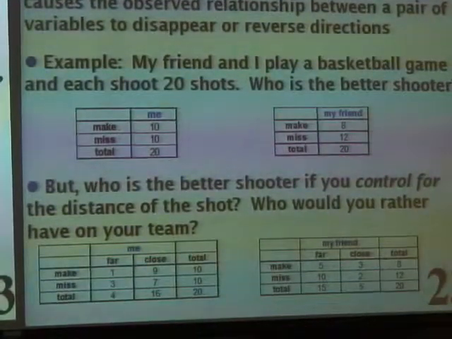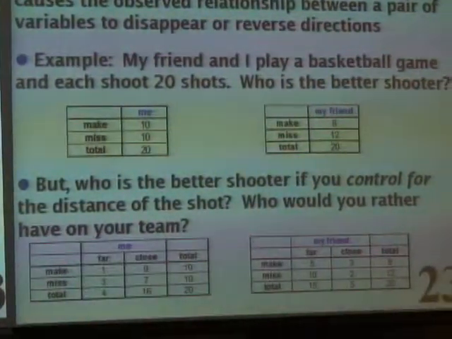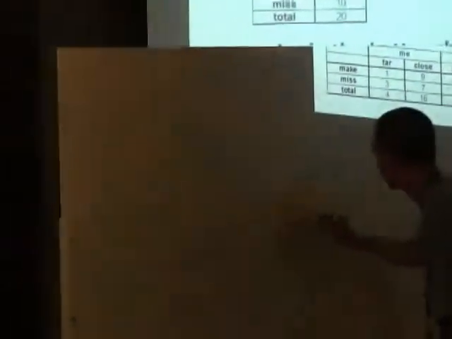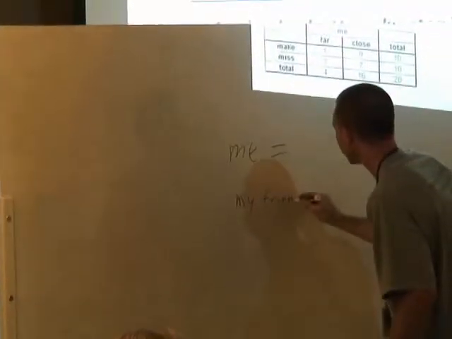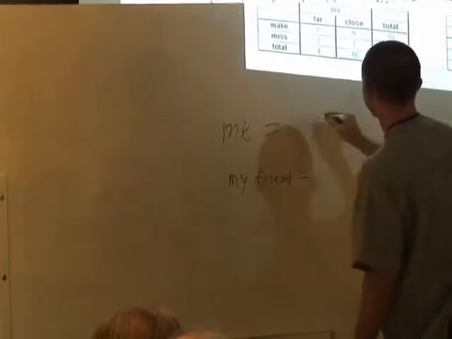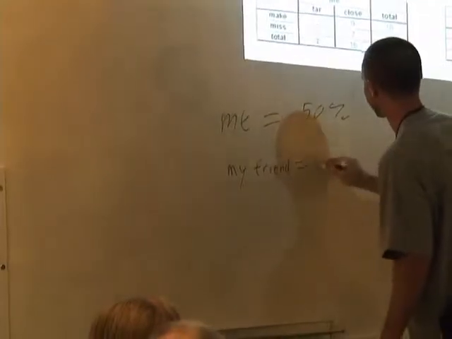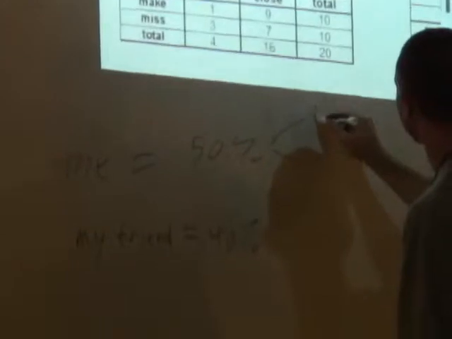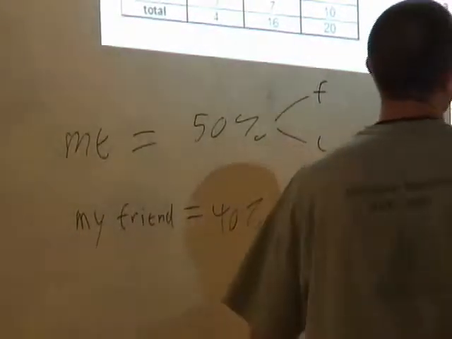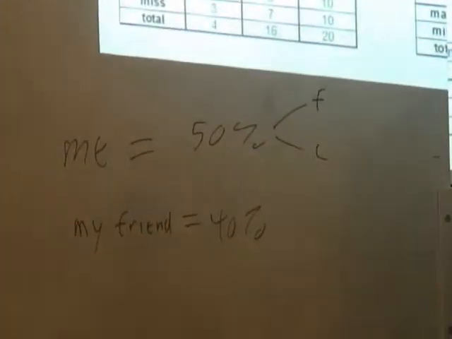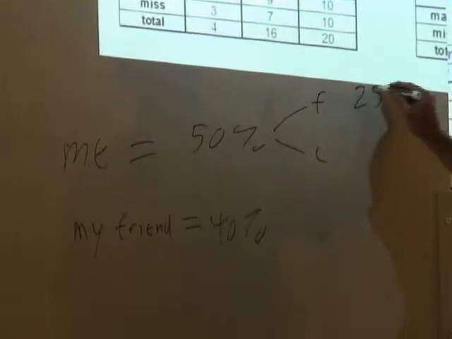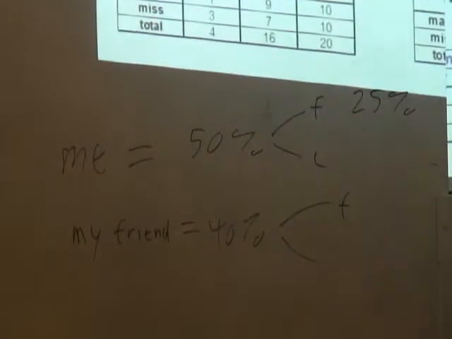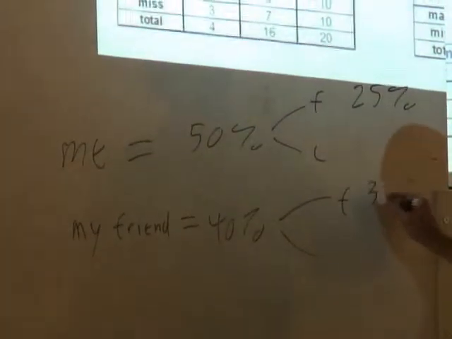What can happen, right, if you look at me? So in aggregate, I'll do the aggregate first. This is me, this is my friend. In aggregate, I am 50%, my friend is 40%. But if you break that down into far and close: from far, I am 25%, and my friend is 33%. So he's actually better than me from far away.